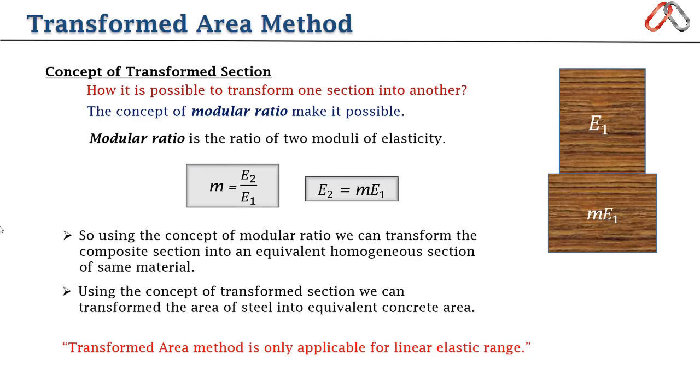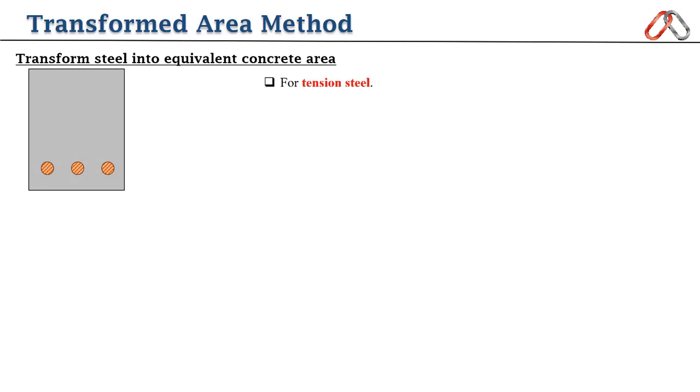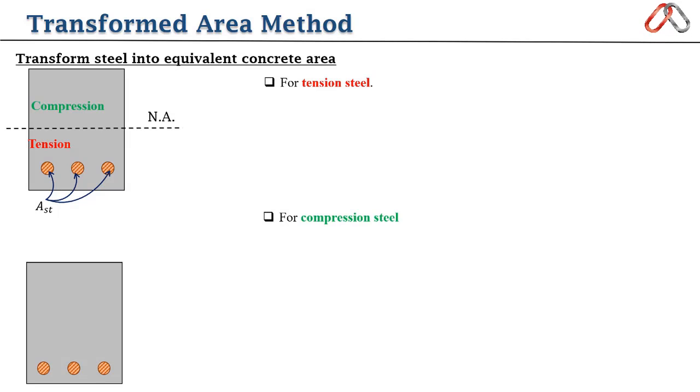Now let's see how to use the concept of the transformed area method and modular ratio to transform steel into equivalent concrete area. This is the cross section of an RCC beam. Here Ast is the area of steel in the tension zone. The beam area below the neutral axis is in tension and above is in compression. Here Asc is the area of steel in the compression zone.